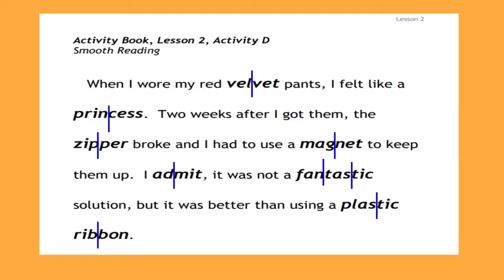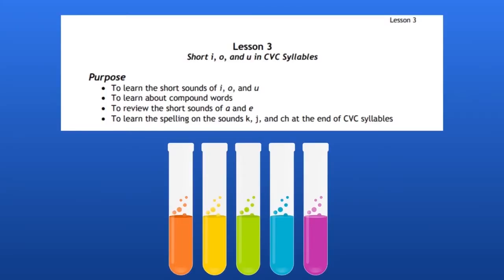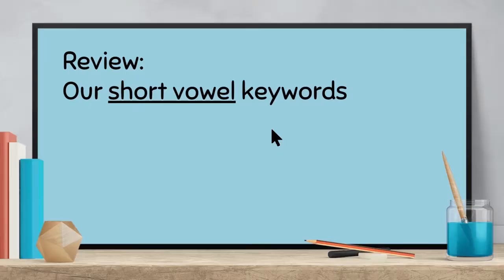To identify our vowels, right? Okay, so in this lesson 3, we want to learn the sounds of the short I, O, and U. We want to learn about compound words. We want to review the short sounds of A and E, and we want to learn the spelling rules for the sounds K, J, and Ch at the end of CVC syllables. And you see it says to learn the spelling on the sounds, right? To make these sounds, we have to do special spelling rules.